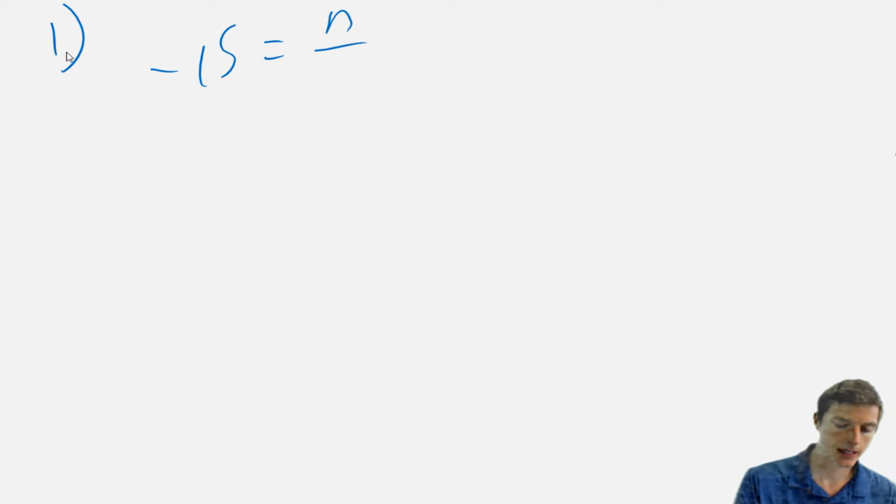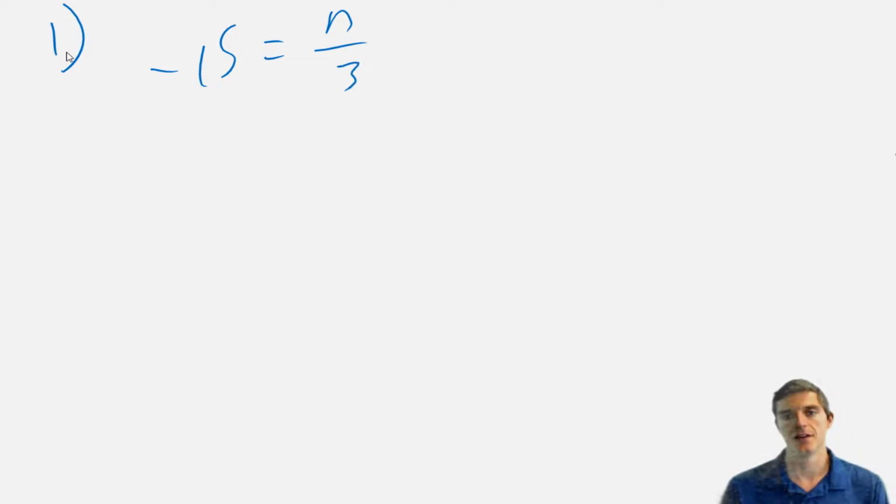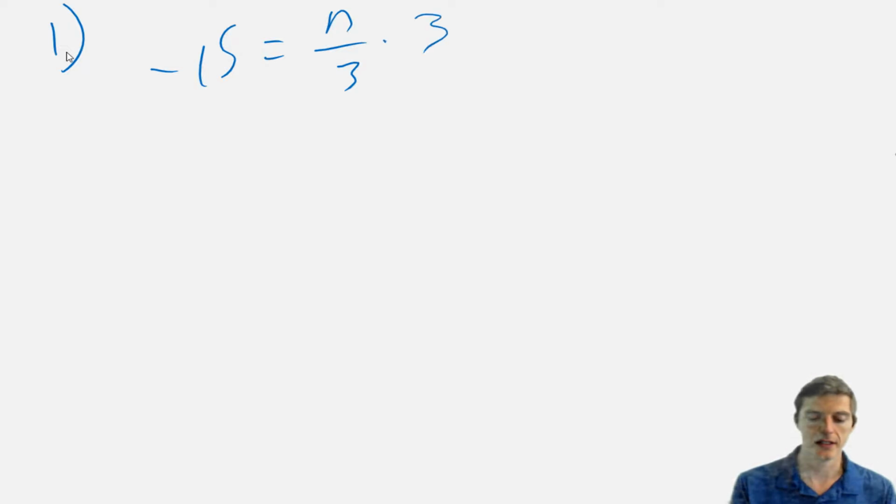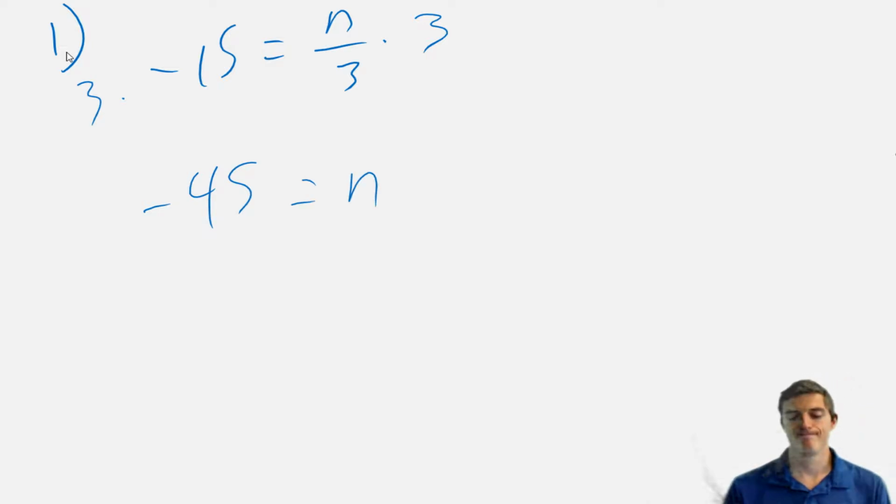Right off the bat, number one, some people flip this one. It's n divided by 3. So I don't want to divide both sides by 3. The opposite of dividing by 3 is multiplying by 3. So just make sure you're doing that, and you should get negative 45 as a solution. Some people will get negative 5 there because they'll accidentally divide by 3. So just make sure that's not you.